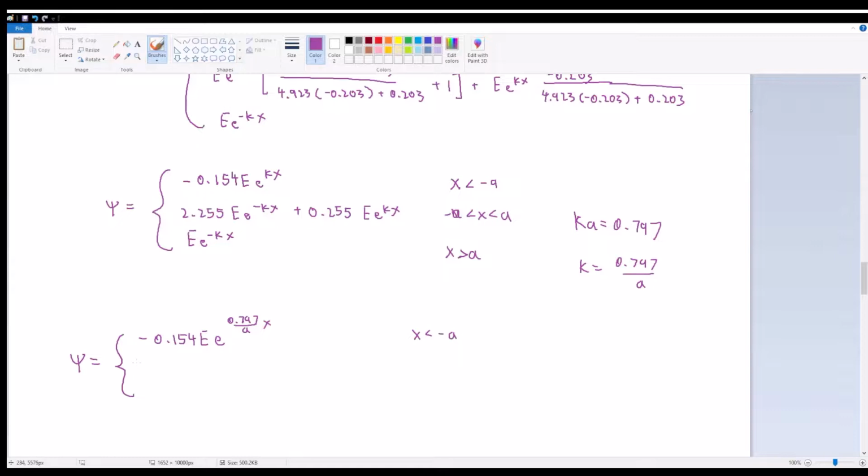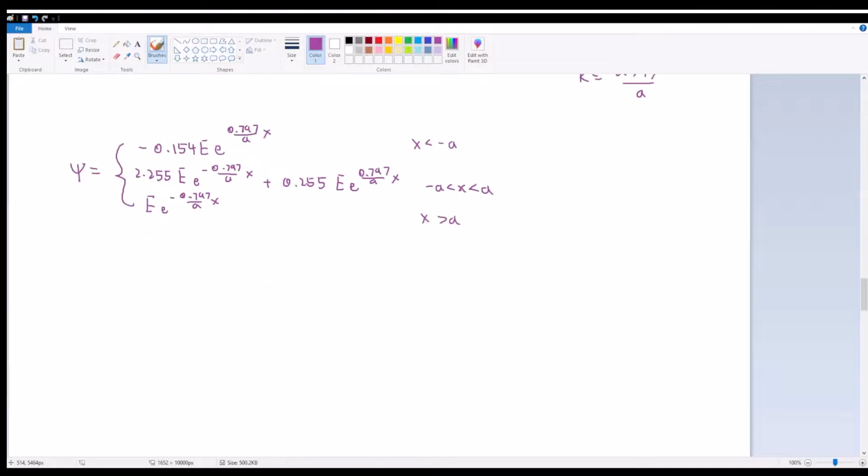And then between negative a and positive a, we have 2.255 times e to the negative 0.797 over a times x, plus 0.255 times e to the 0.797 divided by a times x. And this is when x is between negative a and positive a. Let me just double check my work to make sure that's right. Yes. And then we have e times e to the negative 0.797 over a times x when x is greater than a.